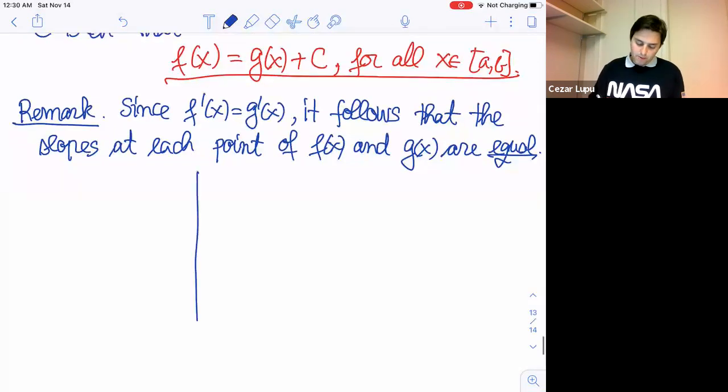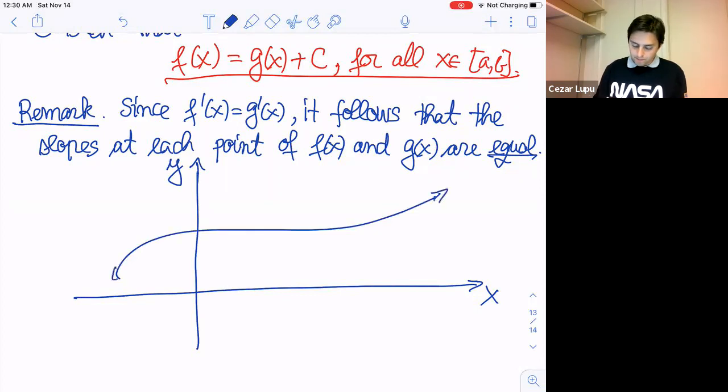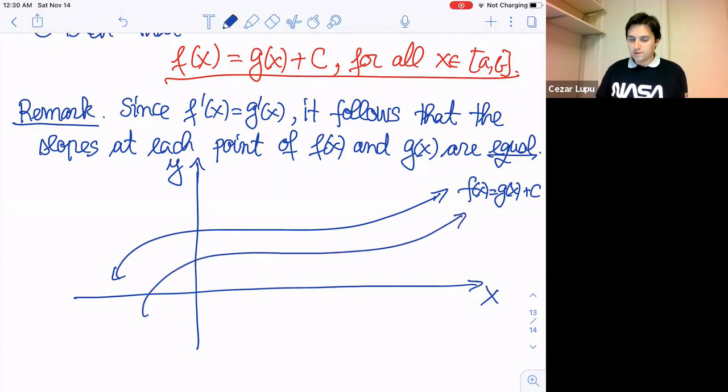In fact, we will have the following scenario. Let me just draw a picture so that you can see it better. So we'll have something like this. Let me say this is f. This f is nothing other than g of x plus a constant, so it is lifted. And the same thing happens here. Basically, this is g of x, lifted by a constant. So that's the scenario.